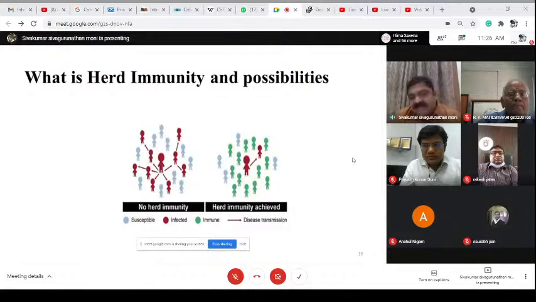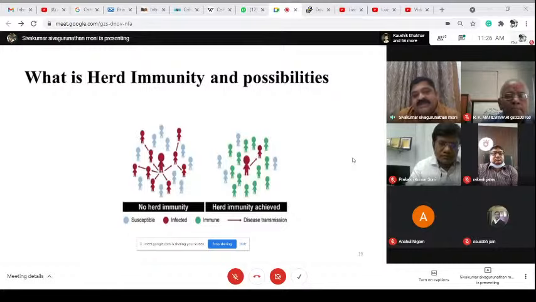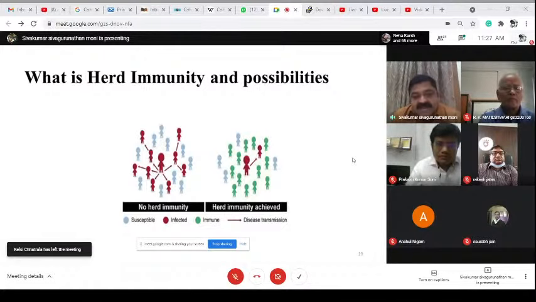What is herd immunity and what are the possibilities to develop herd immunity? Herd immunity means the immunity of the total population in a particular place. It can be achieved by means of vaccination or by means of natural infection. Whenever there is natural infection, our immune system is exposed and develops immunity against the specific virus infection.